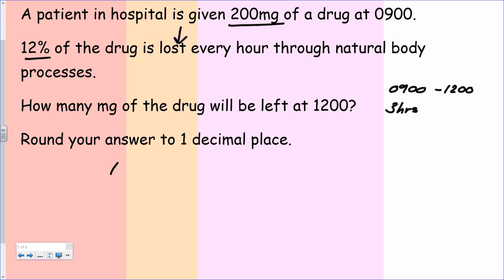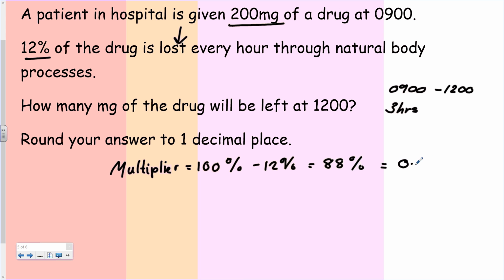So let's work out the multiplier first of all. Remember we had 100% of our drug, but we're losing 12%. So we're going to take away 12 and we're going to be down at 88% of the drug. So if we change that into a decimal, we divide by 100, we get 0.88. So how much of the drug is left?